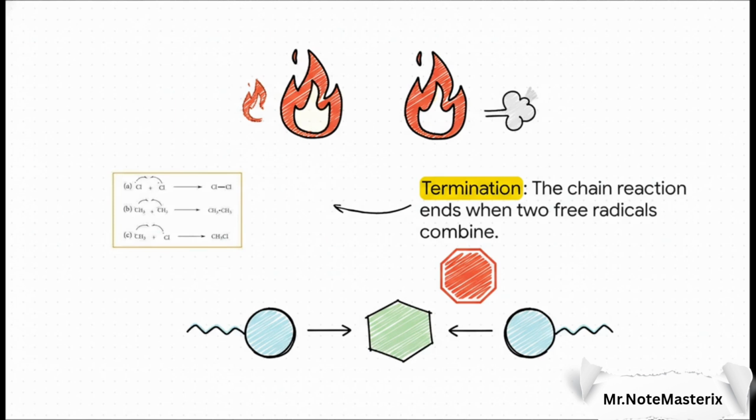Sooner or later, 2 of these lonely, super-reactive radicals are going to bump into each other instead of a stable molecule. When they do, they combine, form a nice, stable bond, and effectively cancel each other out. And just like that, the chain reaction just fizzles out.